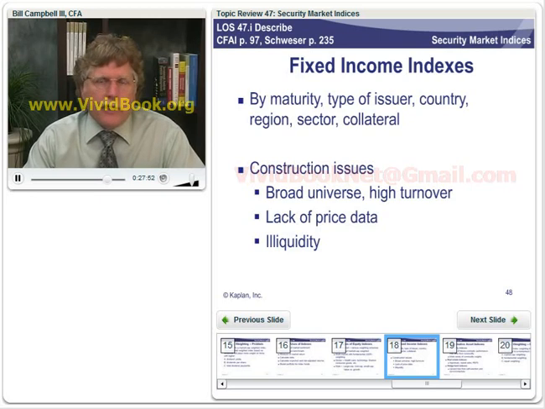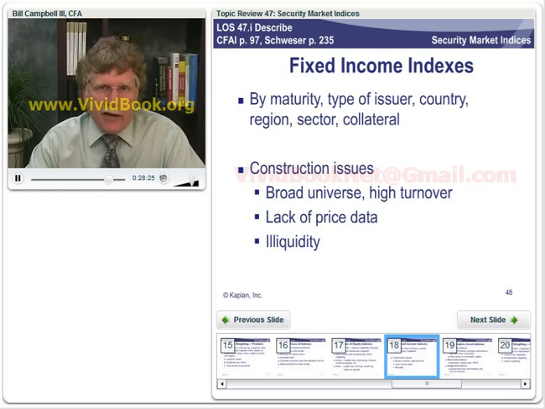What are some of the issues in constructing fixed income indices? Well, the first is that there are a lot more bonds in existence than there are stocks. So you have a much broader universe. The other thing to consider is that bonds, unlike stock, mature. So once the bond matures and it gets paid off, you have to drop it from your index and potentially replace it with a new bond. So just by the nature of bonds, they will tend to have higher turnover than equity indices will have.